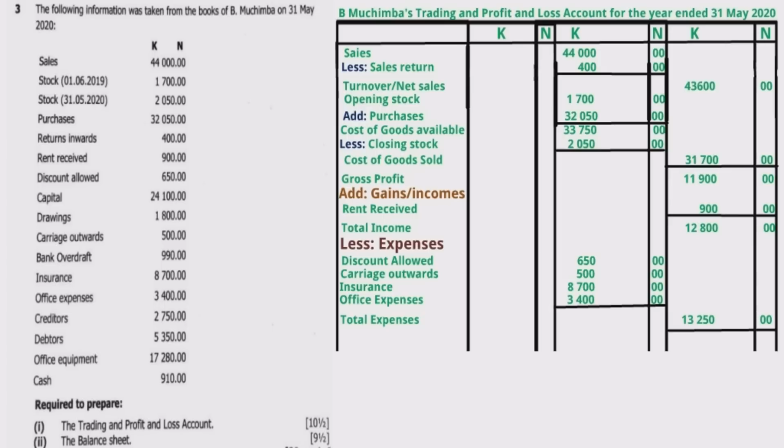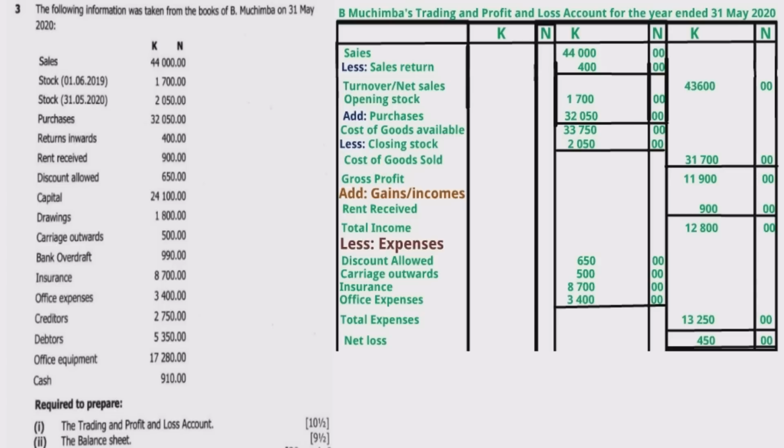So when you punch in the total income first, then you say minus the total cost, and the answer you get is a negative. That means the owner of the company ran at a loss. So for us to tell if it's a loss, we just punch in 12,800 minus 13,250 kwacha, which will give us negative 450. Now, don't write negative 450 here. Just write 450 kwacha. And this 450 kwacha is the net loss.